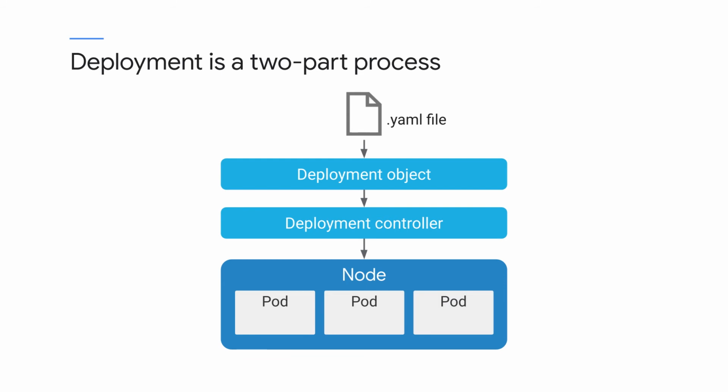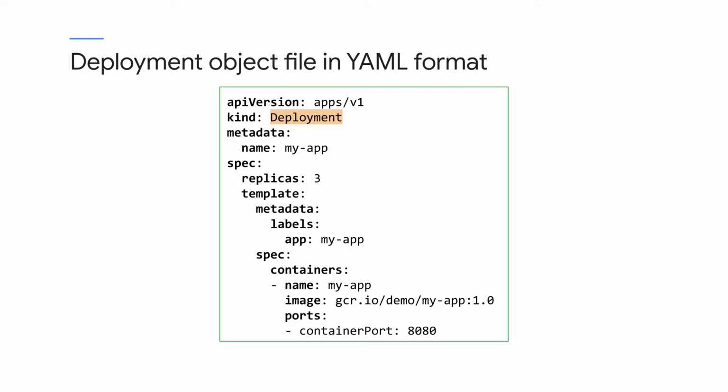During this process, a replica set is created. A replica set is a controller that ensures that a certain number of pod replicas are running at any given time. The deployment is a high-level controller for a pod that declares its state. The deployment configures a replica set controller to instantiate and maintain a specific version of the pods specified in the deployment. Here is a simple example of a deployment object file in YAML format.